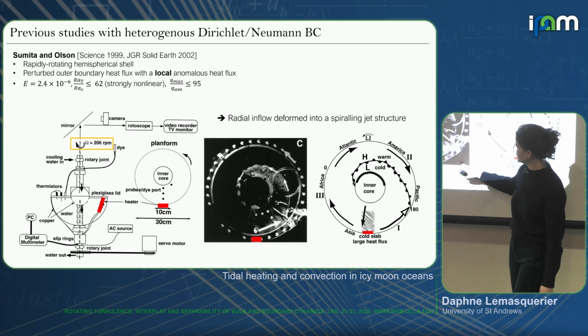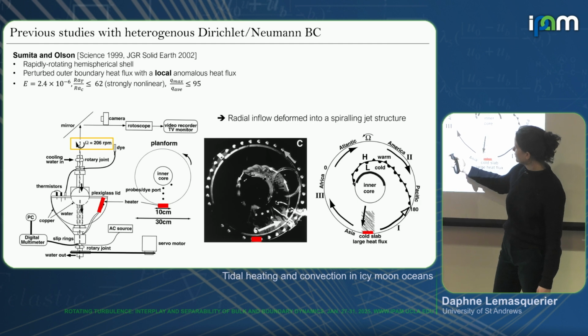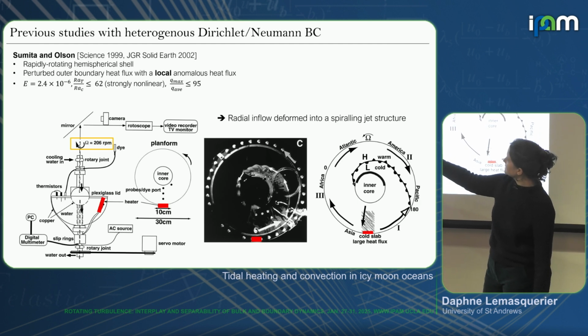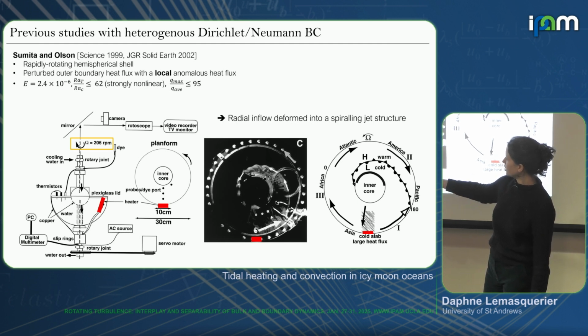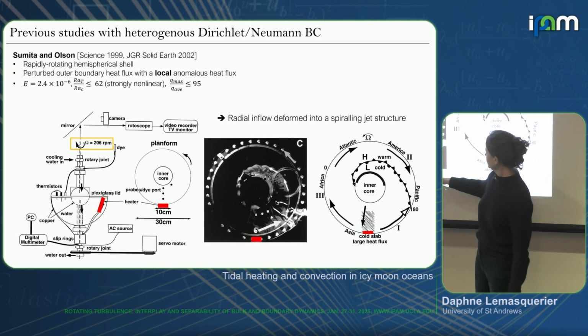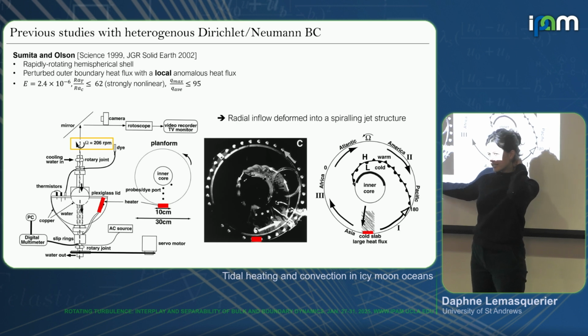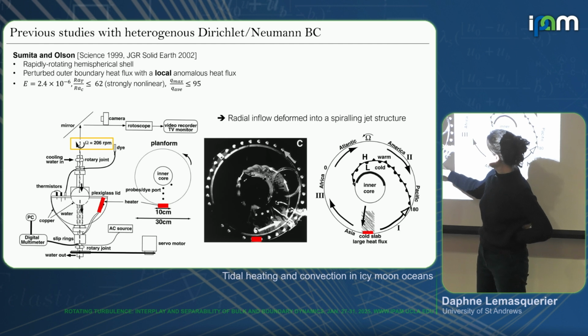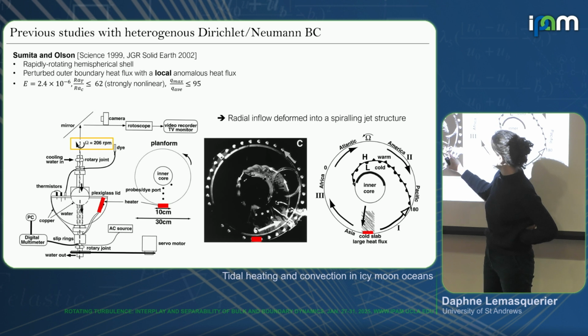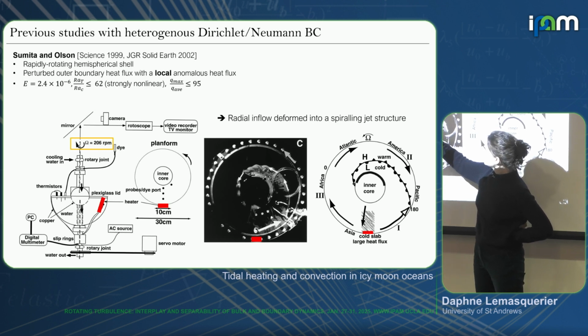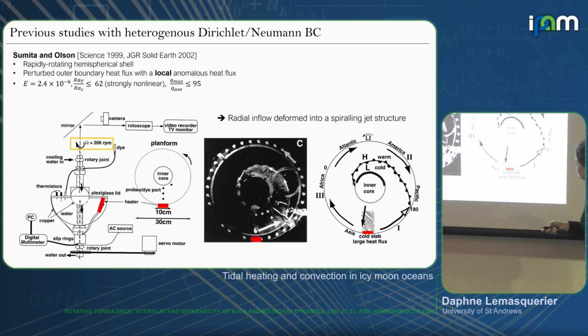And this is a type of visualization of what they observe. I forgot to say that the Ekman number is typically 10 to the minus 6. They are in a strongly nonlinear regime, and the heterogeneity is really of large amplitude. Okay? This is a visualization where I think they inject fluorescent dye in the region where the heater is placed. And what they get is this spiraling jet that goes towards the interior and eventually reaches the inner boundary.